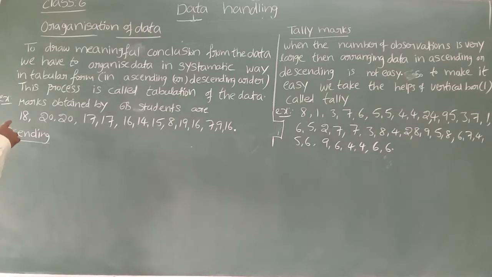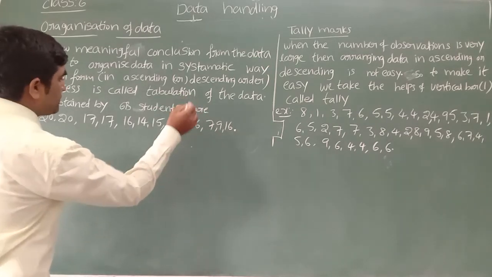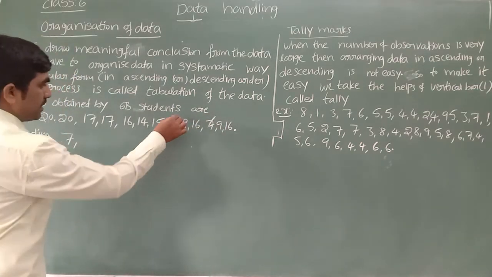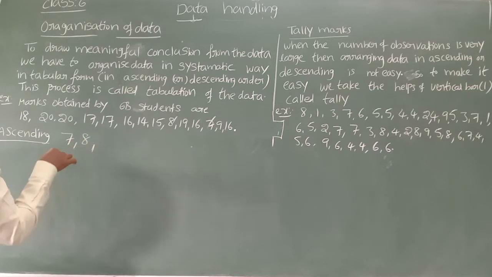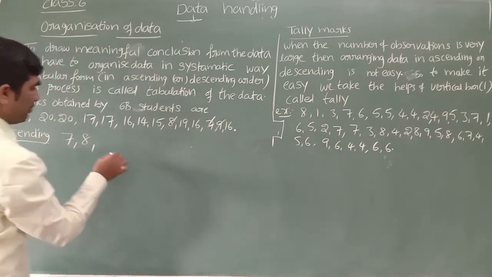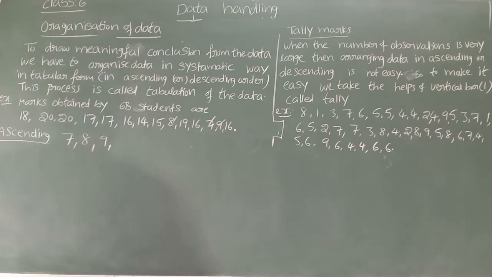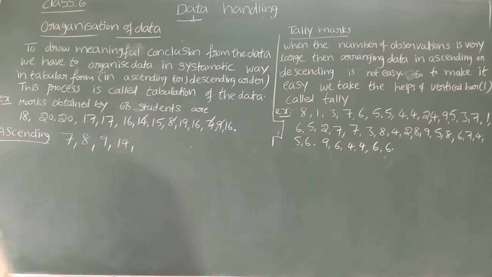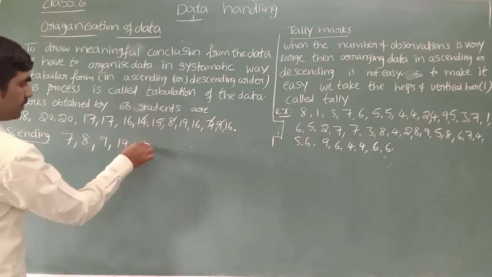See what the least number here is. The least number is 7. Next, the smallest one is 8. We have 8 also. The next smallest number is 9. We have 9 also. Next, any observation of 10? There is no 10, 11, 12, or 13. 14 is there with us. 14 and 15? Yes, we have 15.